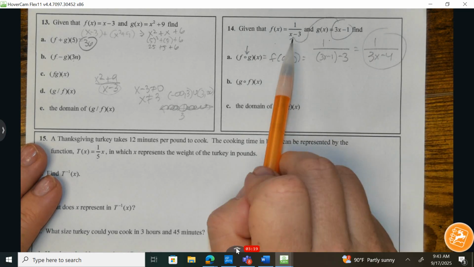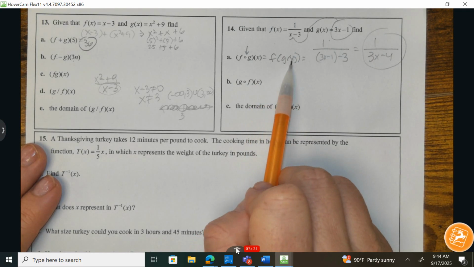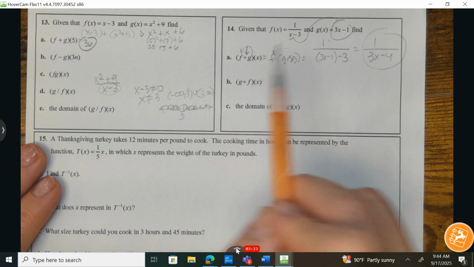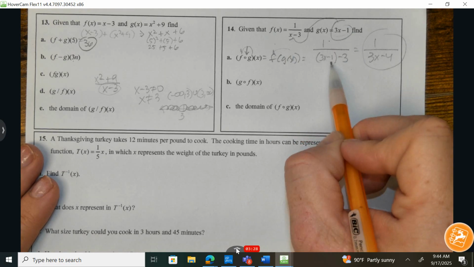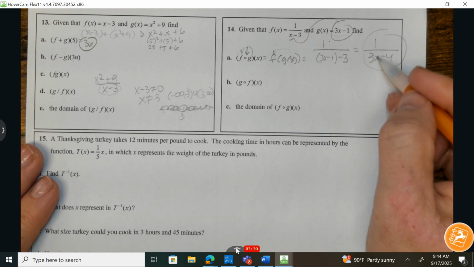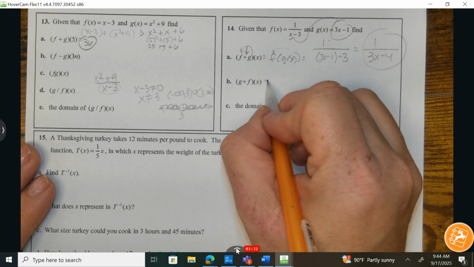Done. I plug g of x into f of x, always going backwards. So wherever I see an x in function f, I plug in what g of x is, and then I combine like terms. Let's do now the next one.